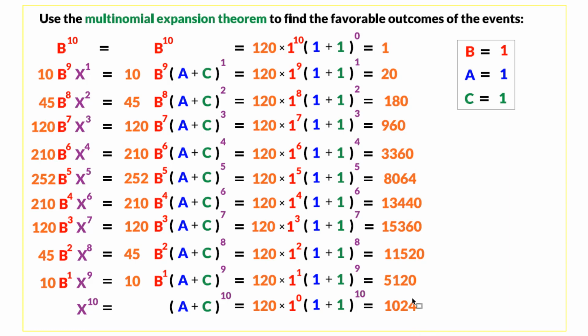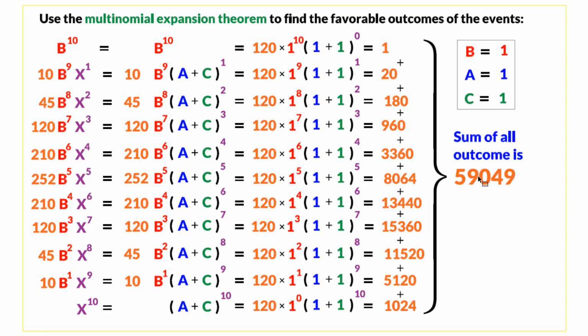So for the last event, this is X to the power of 10 or A plus C to the power of 10. This event means that we have a total of 10 balls in boxes A and C and 0 balls in box B, and we have 1024 possibilities for it. So let us now add all these favorable outcomes together, and we will get 59,049 possible outcomes, and this is the number of elements in the sample space.